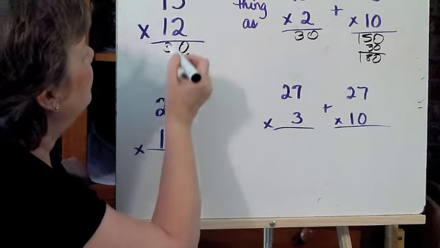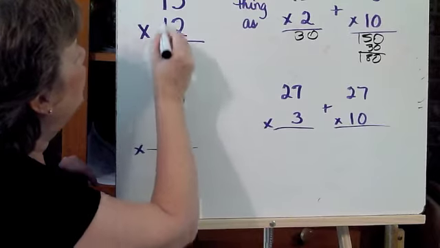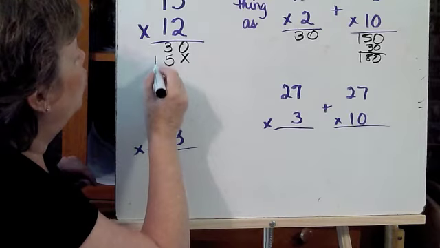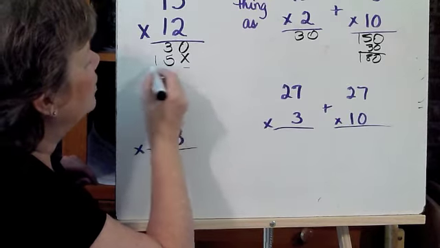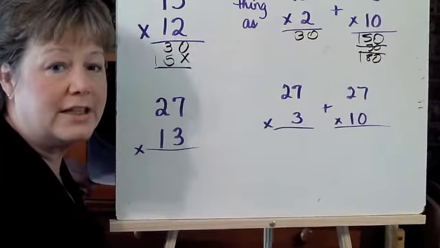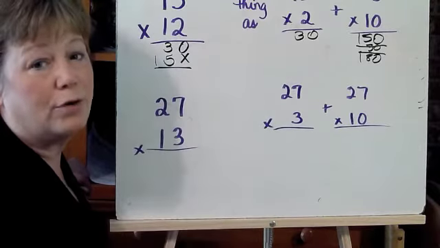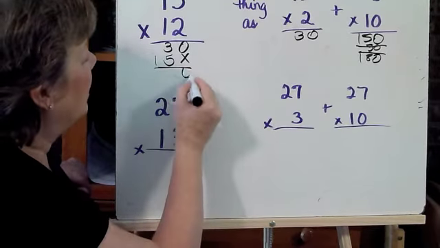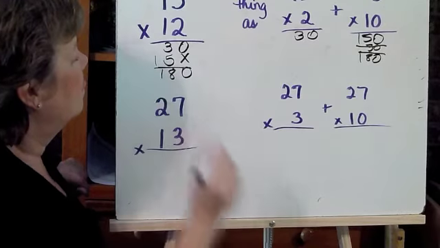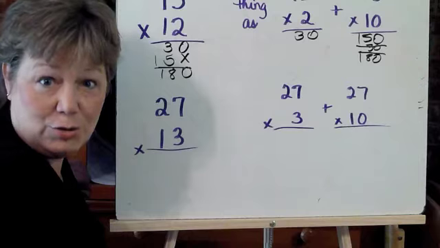So 1 times 5 is 5, and 1 times 1 is 1. So there's my 150, just like here's my 150. My spot was being held by that 0. So if I add these together, 180, 180. Let's do another one.